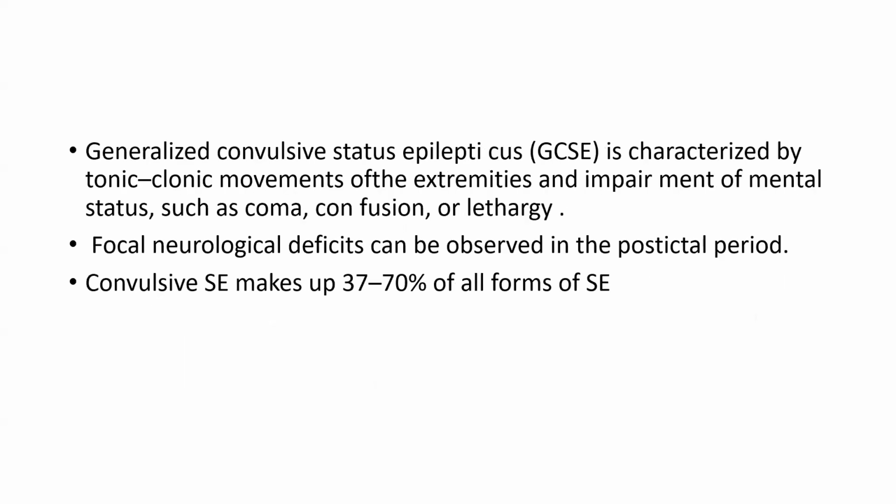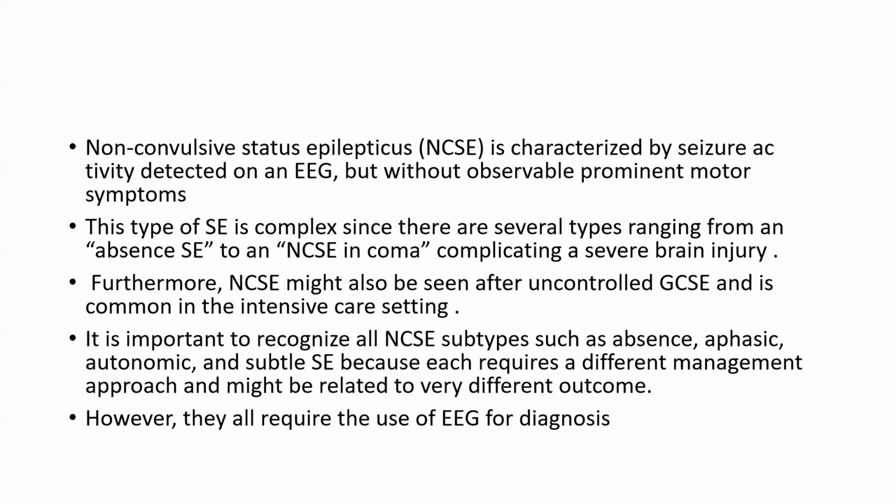So, the first is generalized convulsive status epilepticus. It is characterized by tonic-clonic movement of the extremities and impairment of mental status such as coma, confusion, or lethargy. Focal neurological deficit can be observed in the post-ictal period. Convulsive status epilepticus makes up 37 to 70% of all forms of status epilepticus.